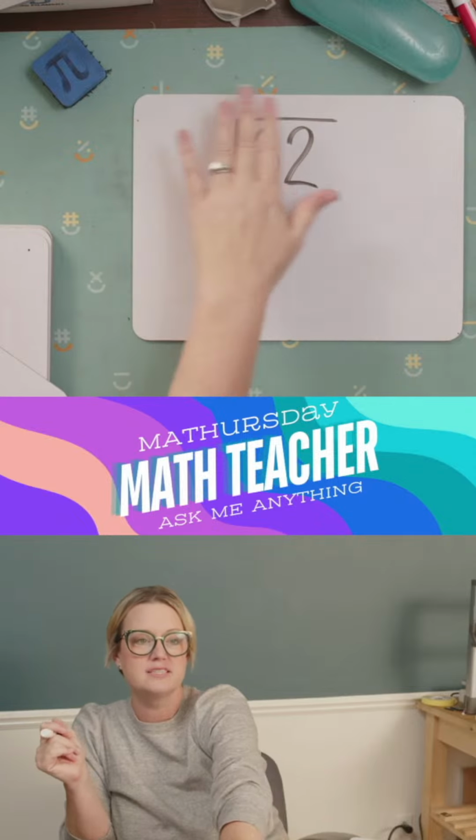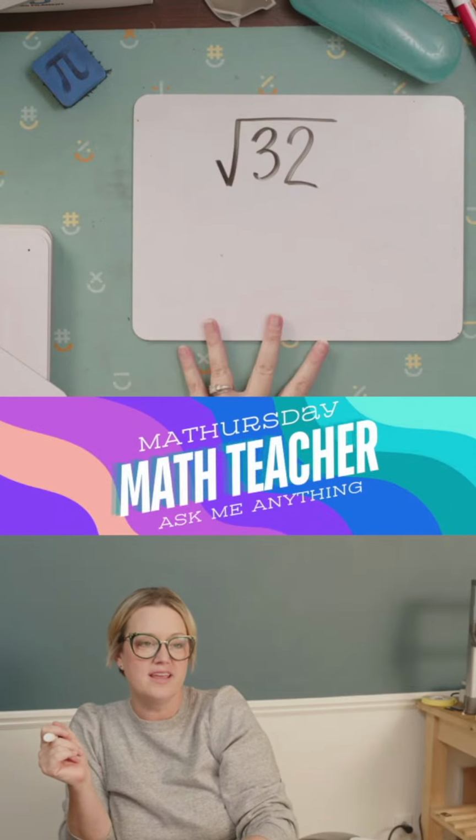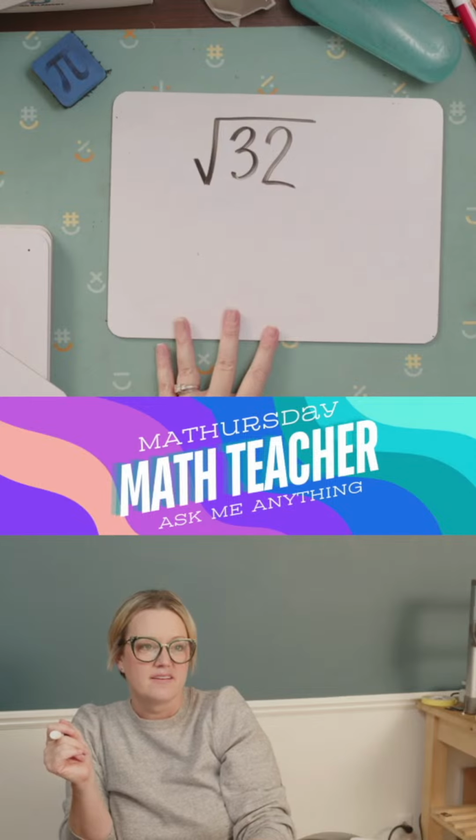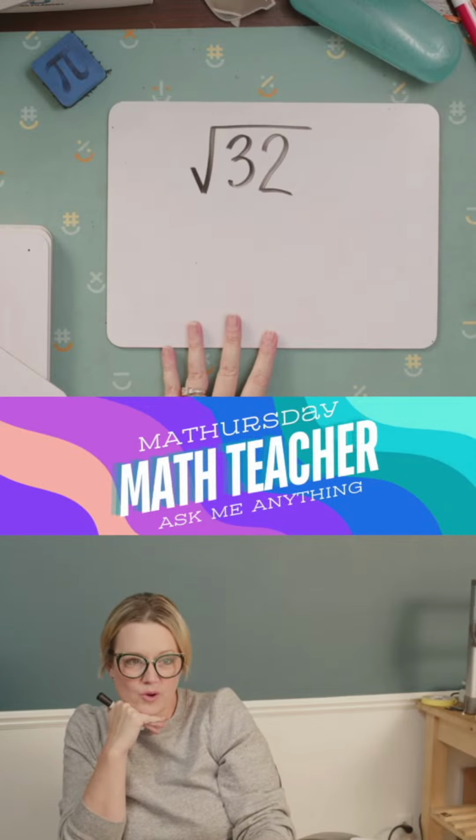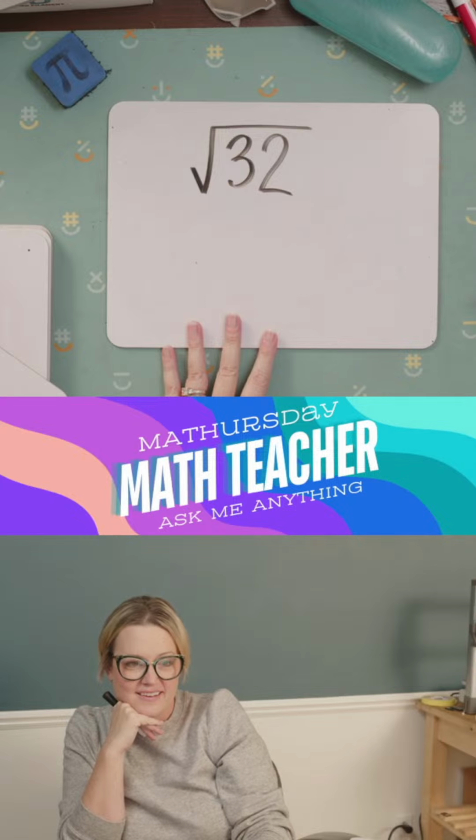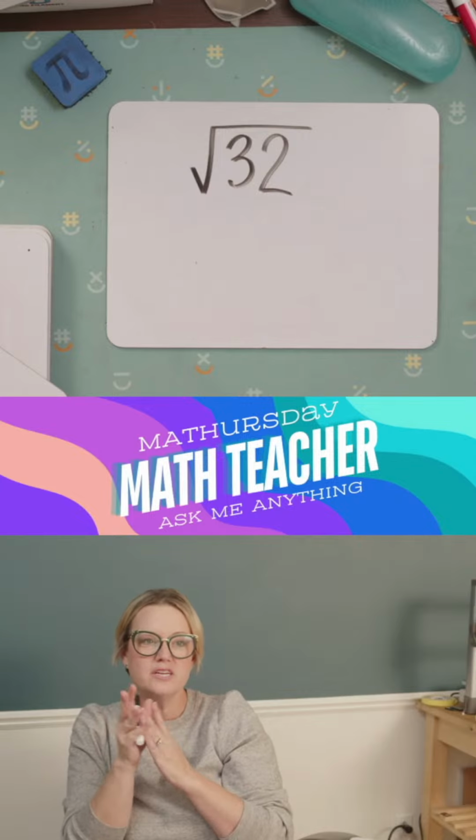So right now, we've got this one here. We're going to simplify this root. Okay, so we've got square root of 32.